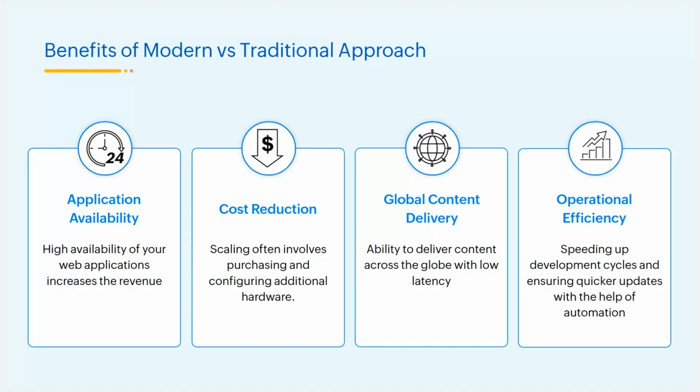So, in summary, adopting a modern approach to building applications will offer advantages such as improved availability, cost reduction, global content delivery, and operational efficiency. When compared to the traditional methods, cloud computing, automation, and modern architectural principles are key factors that will contribute to these benefits. It also enables businesses to stay competitive and responsive to the changing demands. The modern approach will offer benefits such as improved scalability, reliability, and global content delivery, which can also contribute to higher availability when compared to the traditional approaches.